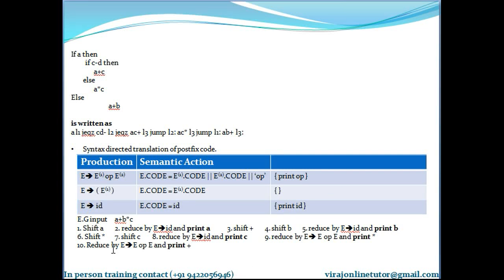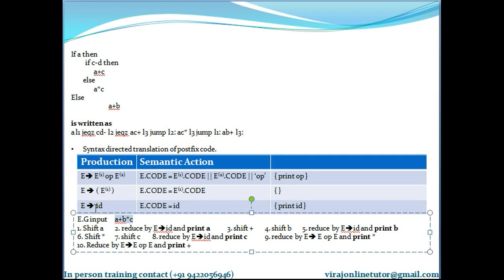Okay. I'll give a simple example of how to use these semantic actions. Suppose the user gives input a plus b into c. What do you do? First you shift a onto the stack. A is the identifier, so first you shift a onto the stack. Then you reduce using this particular production. That means you replace this a with E.